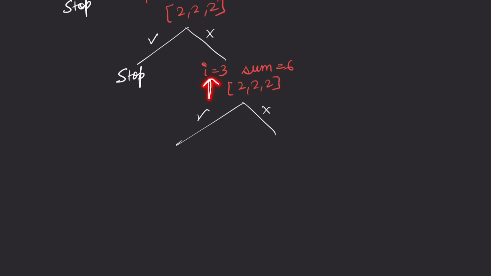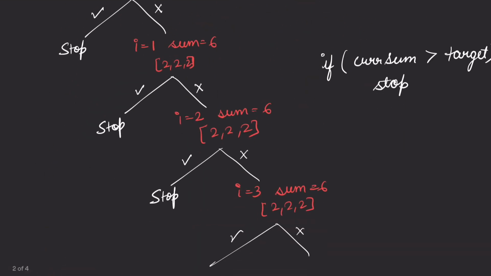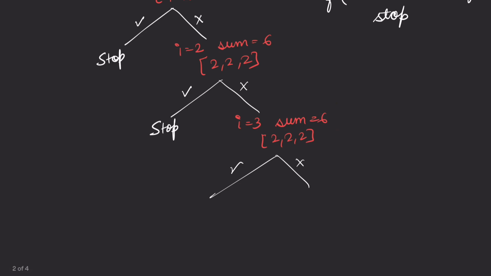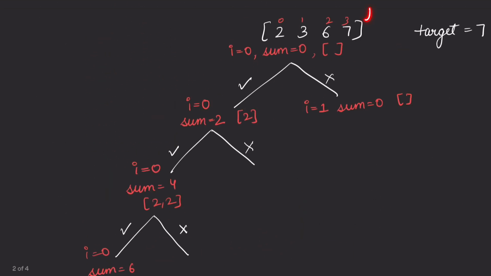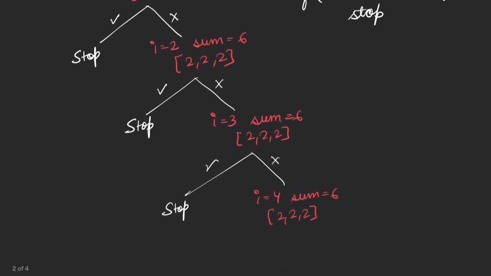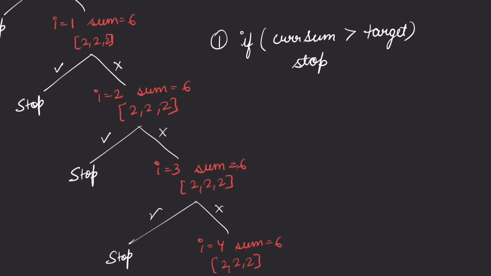Now the element at index 3 is 7. If you add 7 to 6, again it will become greater than the target, so we will stop here. And if we don't take it, then our index will become 4, our sum will remain as is and the array will be 2, 2 and 2. So now you will consider the element at index 4, but we do not have an index 4, right? So at this point I cannot go further and I should stop here. So we got another base condition, that if at any point your current index becomes greater than or equal to the size of the array, then you should stop, right?